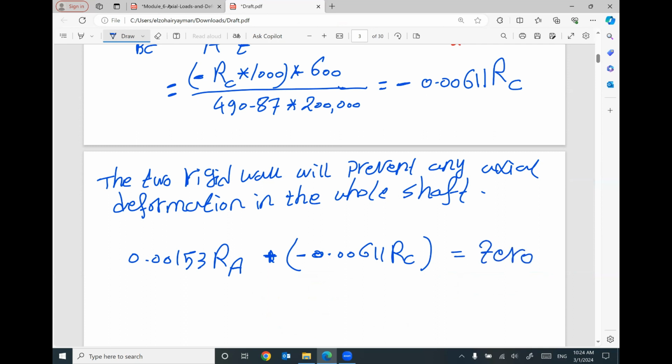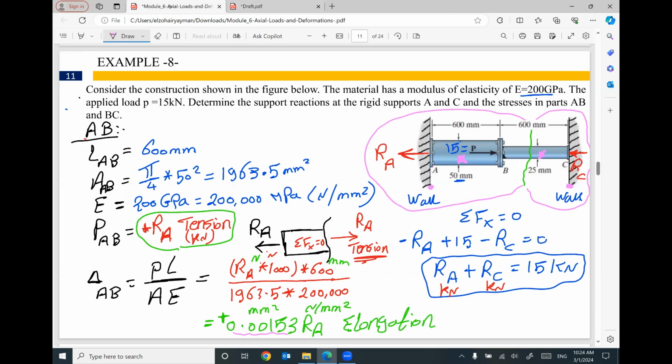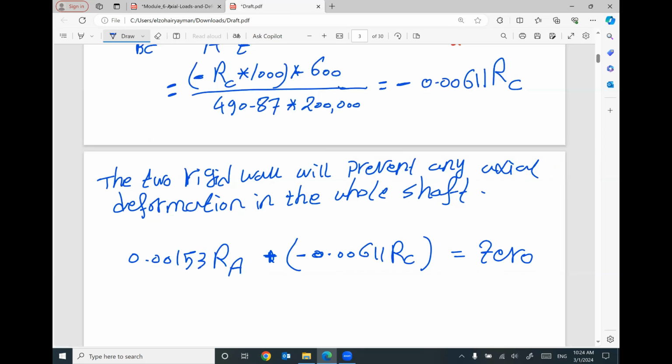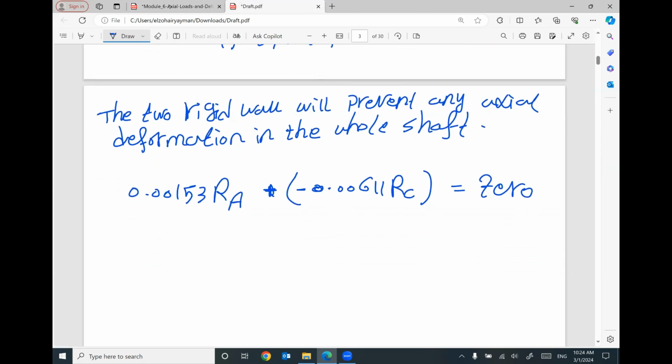No way for any axial deformation in the whole shaft, because we have two rigid walls at A and C that will prevent any contraction or elongation or any axial deformation in the whole shaft. So what happened in part AB plus what happened in part BC must equal 0. So this will give you another equation for RA and RC.